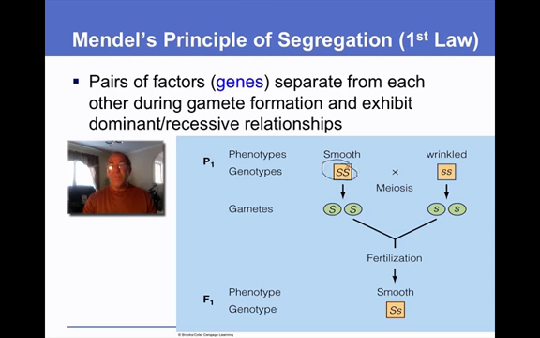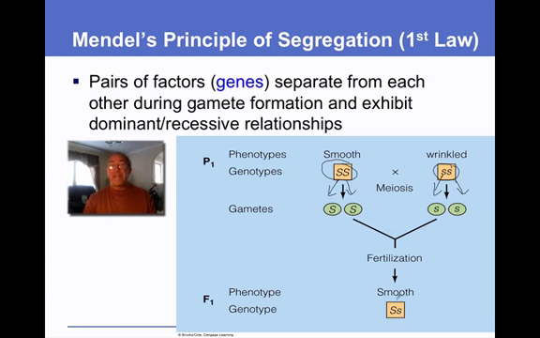These are two dominant S alleles, and they separate during meiosis. Same thing for the wrinkled. Here are two recessive alleles. These are lowercase letters, and they separate during gamete formation.